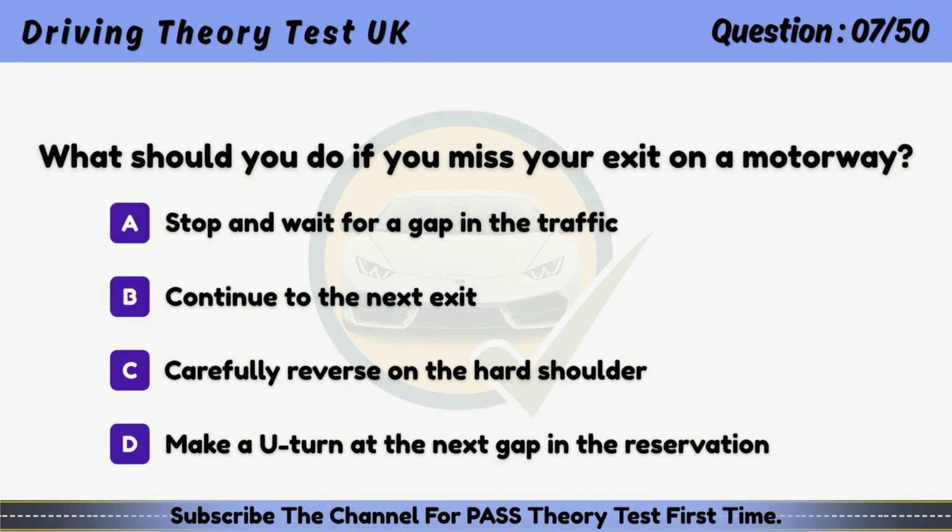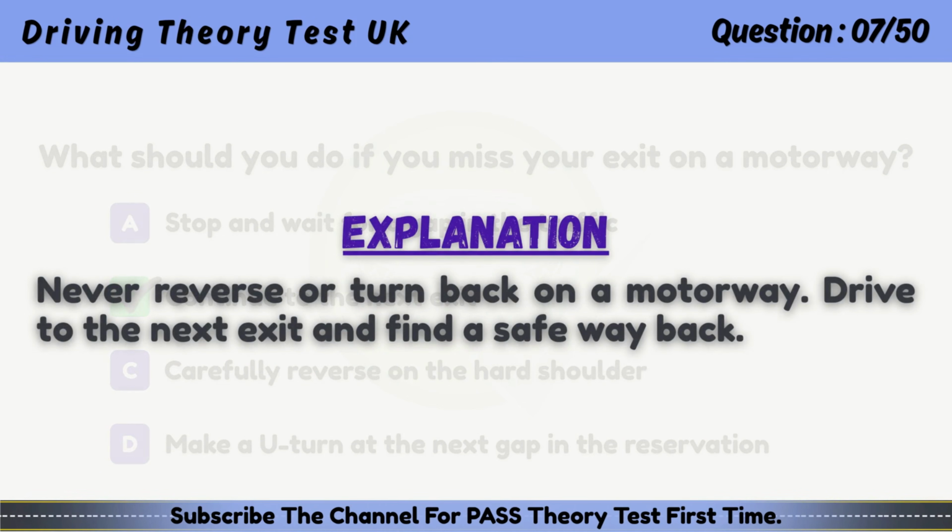Question 7. What should you do if you miss your exit on a motorway? Option A. Stop and wait for a gap in the traffic. B. Continue to the next exit. C. Carefully reverse on the hard shoulder. D. Make a U-turn at the next gap in the reservation. Answer is B. Continue to the next exit. Never reverse or turn back on a motorway. Drive to the next exit and find a safe way back.